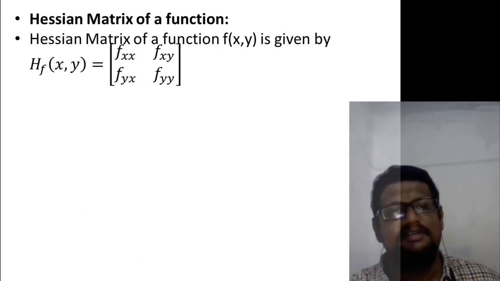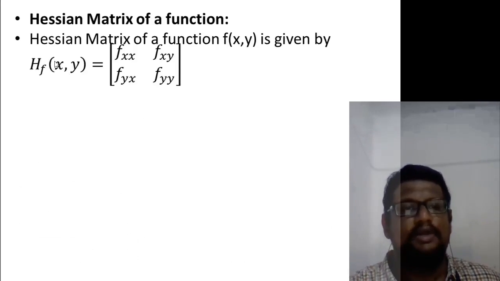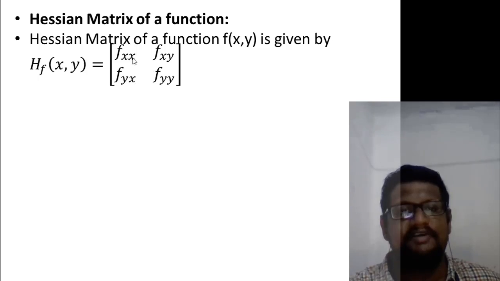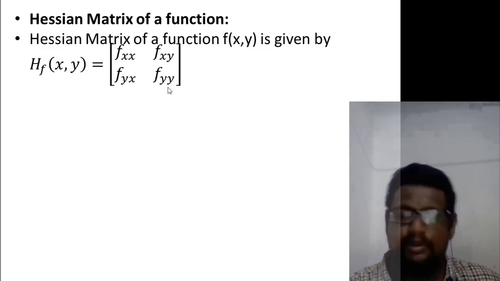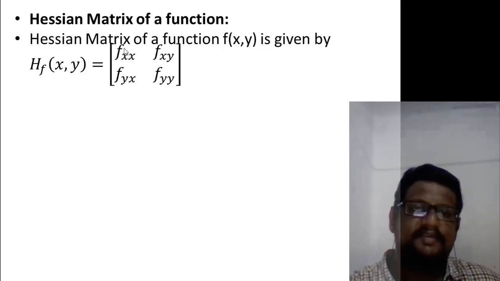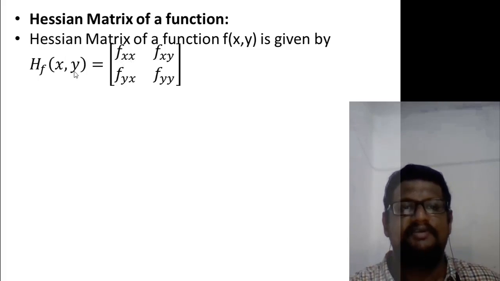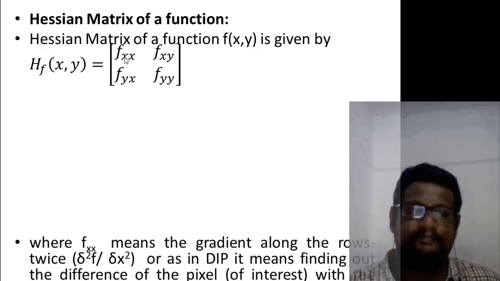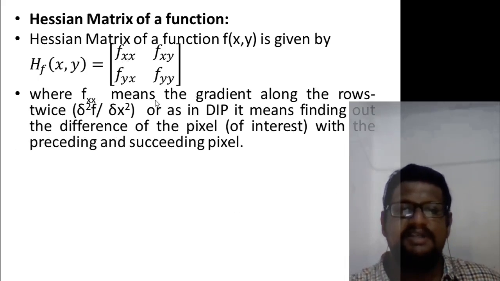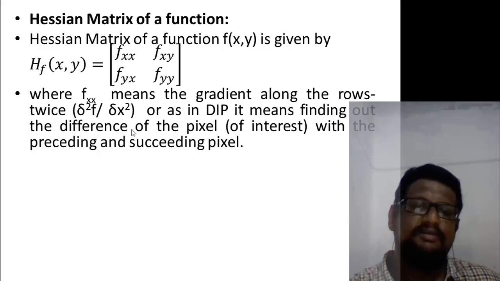A Hessian matrix of a two-dimensional function f of x comma y will be equal to fxx, fxy and fyy. What are all these in the sense? It is a differentiation along the x direction and again along the x direction. So this is the second degree gradient of the particular function f of x comma y at a particular point. Whereas f double x means the gradient along the rows twice, that is equivalent to del square f divided by del x square.